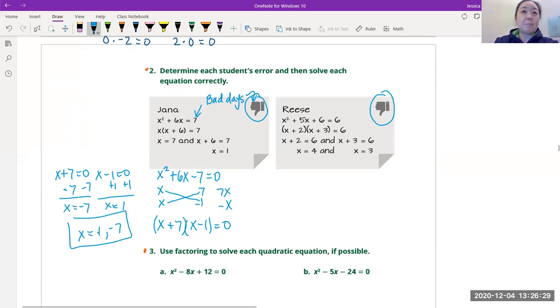So if I were to plug this back in, it should give me a 7. Because it equals 7, I like to put it back in the original. So I go 1 squared plus 6 times 1 is equal to 7? I'm putting a question mark over there because I don't know. So 1 squared is 1 plus 6, and yep, that does equal 7.